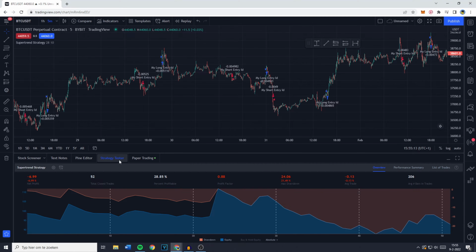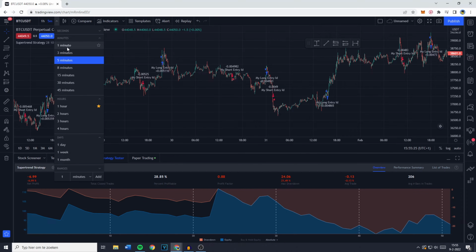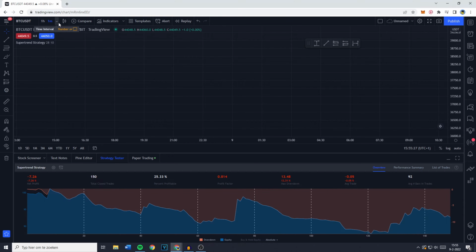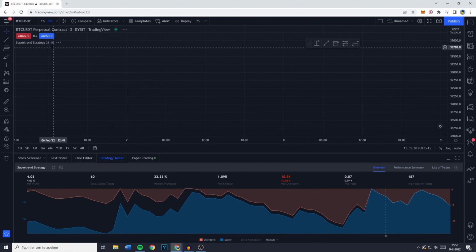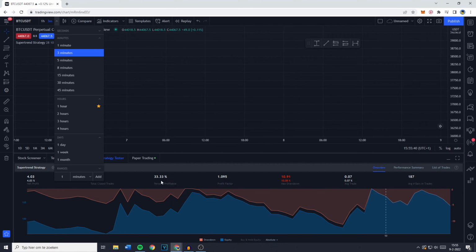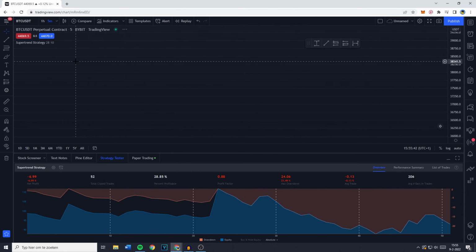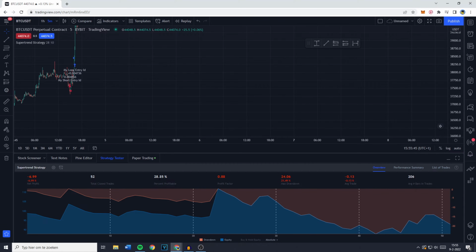Now when you go over to the strategy tester, you will actually see that as of right now, if you're trading on the 5-minute chart, you will have a 7% loss in net profit. This trading strategy also does work on every time frame. However, according to the time frame, you will need to play around with the Supertrend strategy settings. For example, on the 3-minute chart, you've got a 4% profit and 33% profitable, and on the 5-minute it's 28% profitable and 7% in the red.